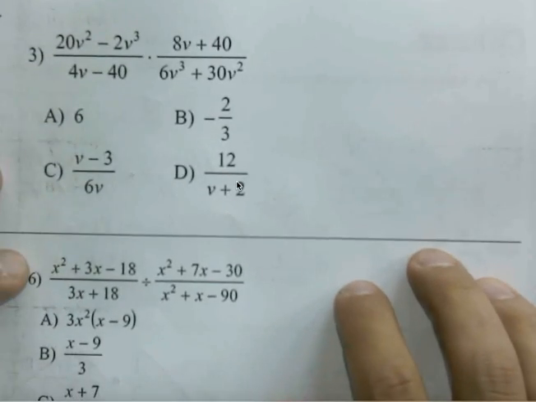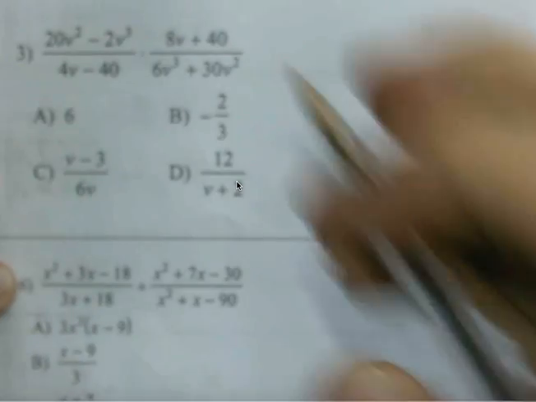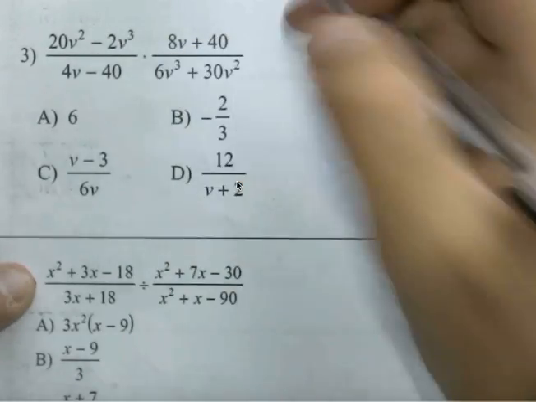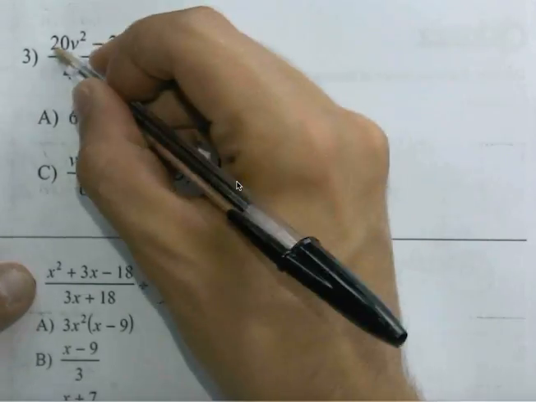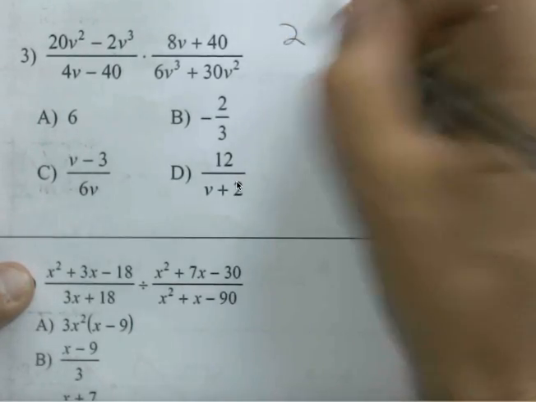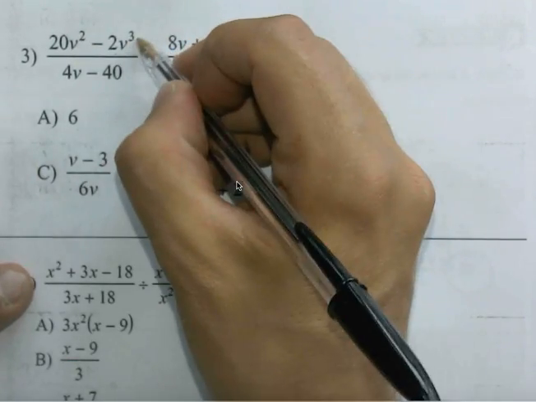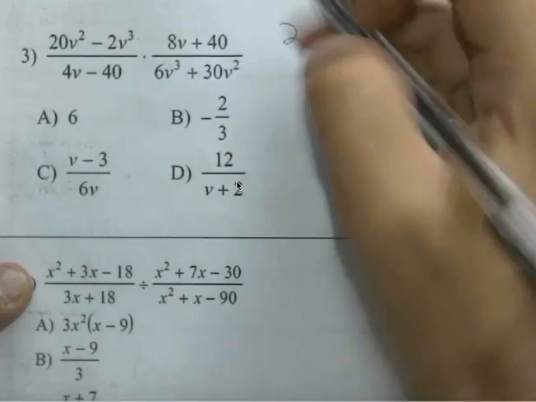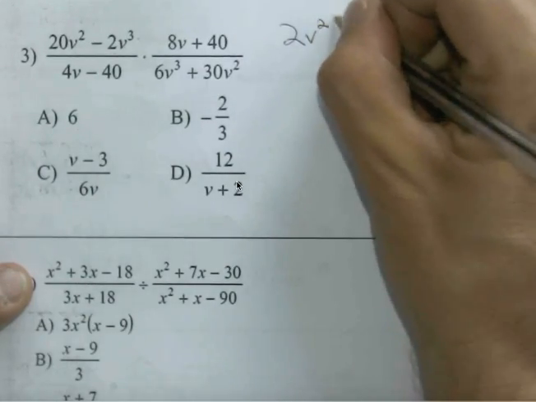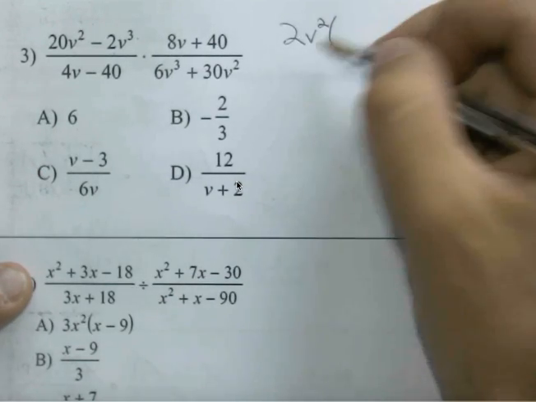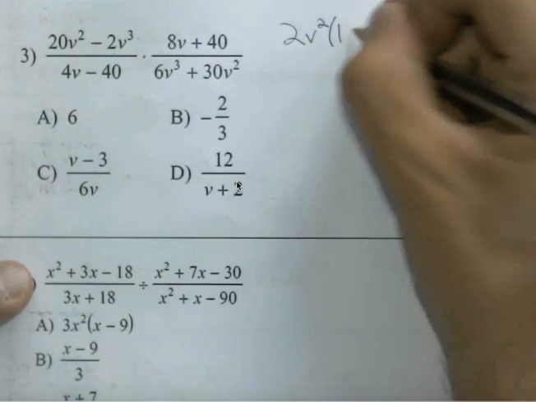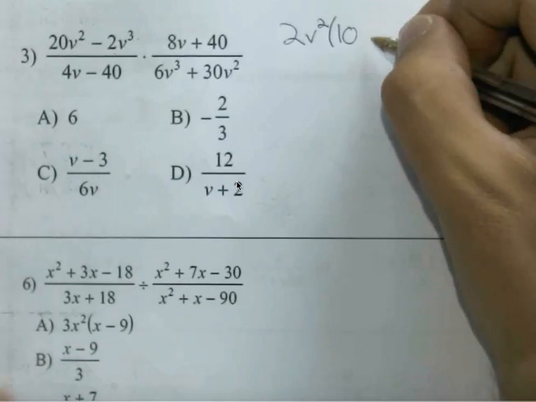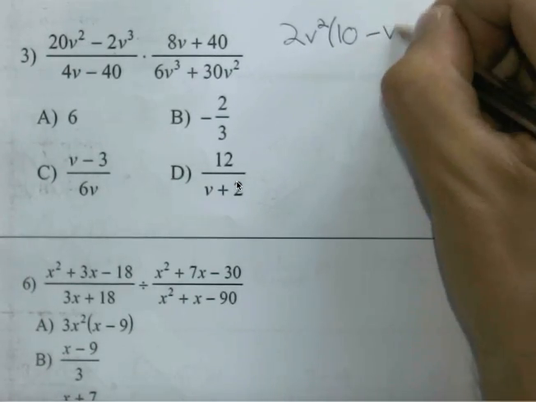A little bit more heated up here with problem 3. I'm going to focus first on the first fraction. I know that these are both divisible by 2, and they both have v involved. The lowest exponent they share is v squared, so we'll take that out. 2v squared times 10 will get us back to that 20v squared. We can then deduct v.